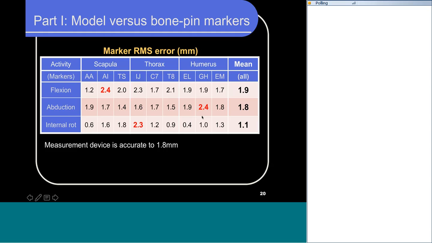And in all cases, if we average all the marker errors in all tasks, the RMS error, we're getting within the measurement error. So the measurement error, even with the bone pin data in the registration, where we estimated 1.8 millimeters. So even though we're just using a pretty crude fit with an ellipsoid to represent the thoracic surface, this would indicate that we can't do much better without doing some overfitting.